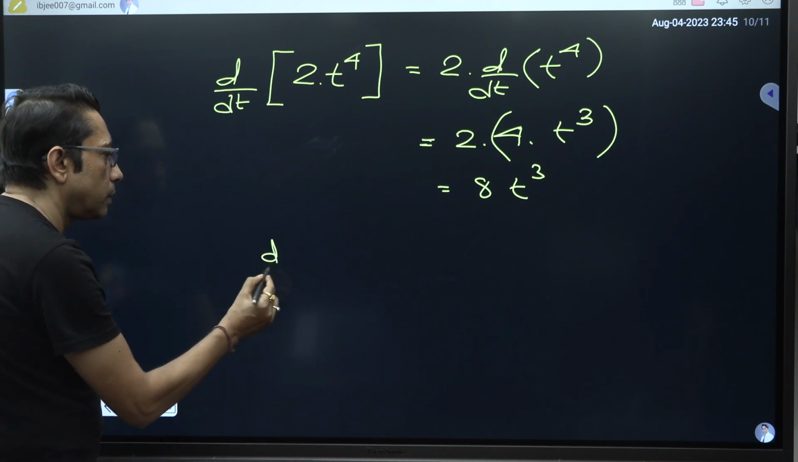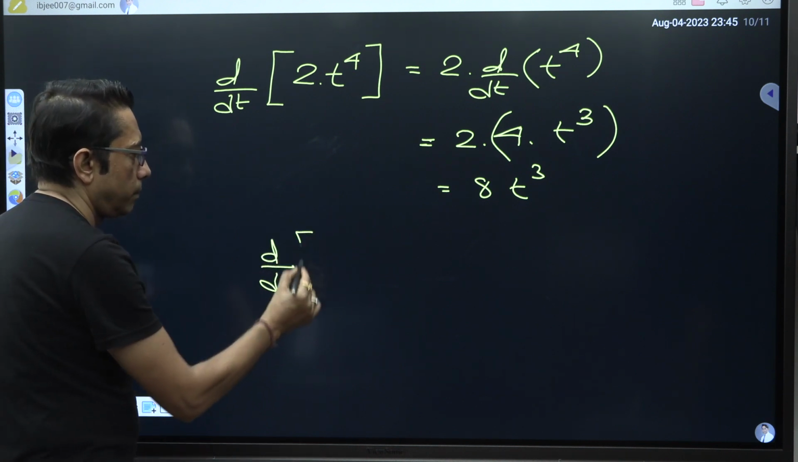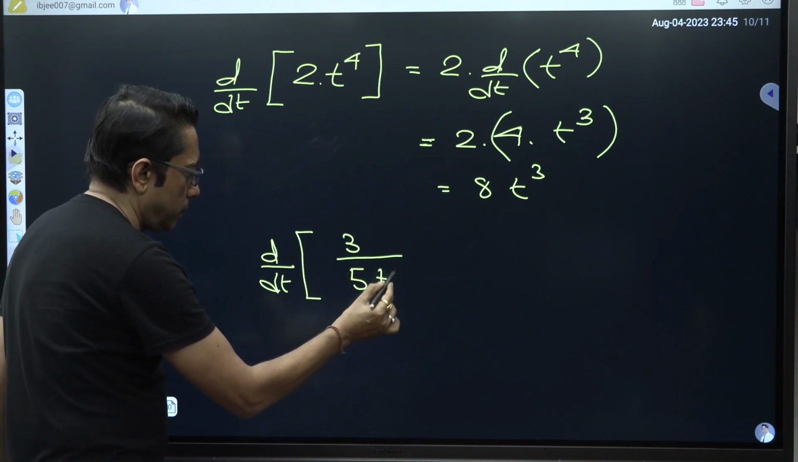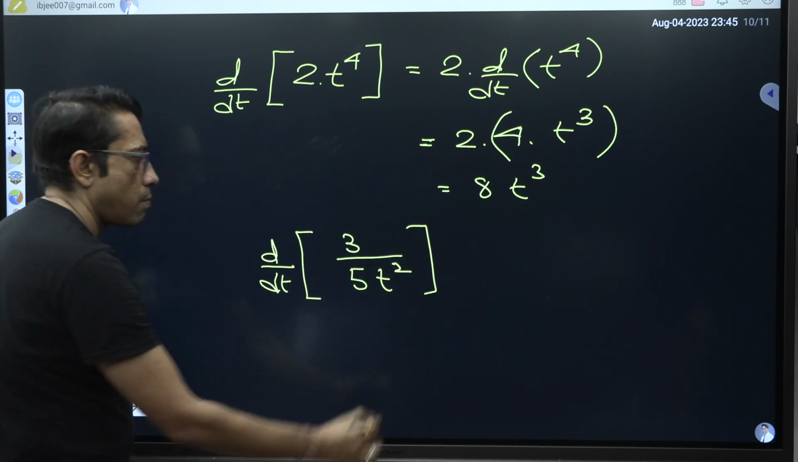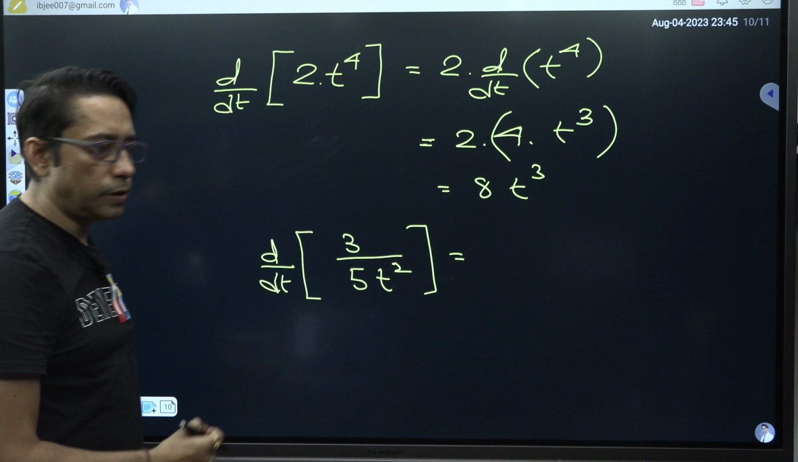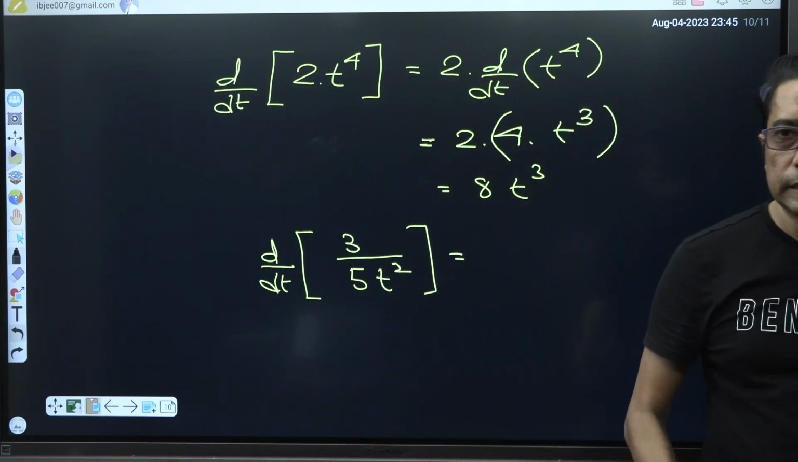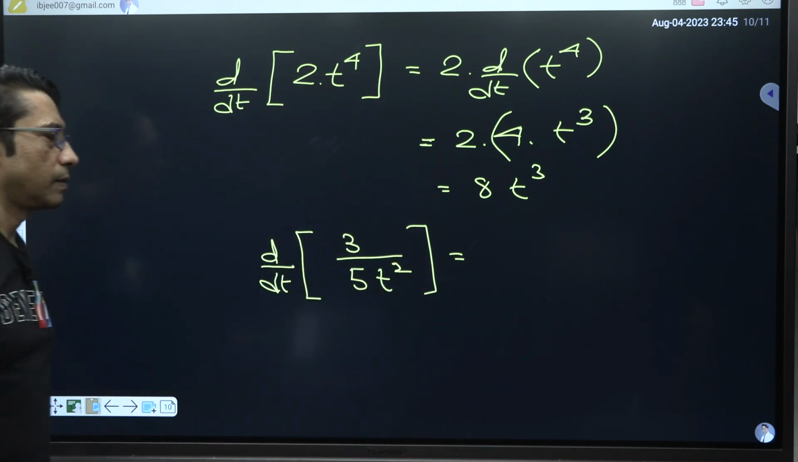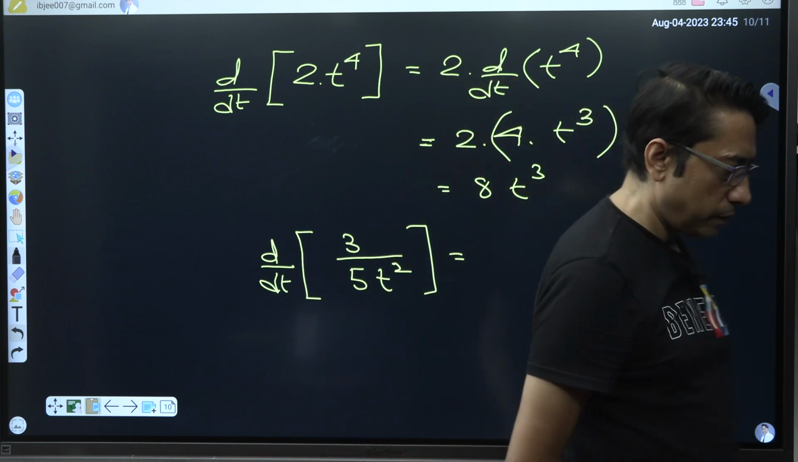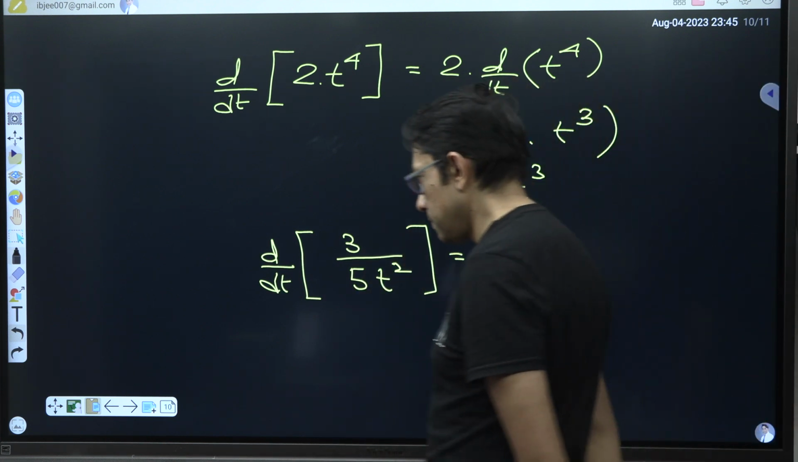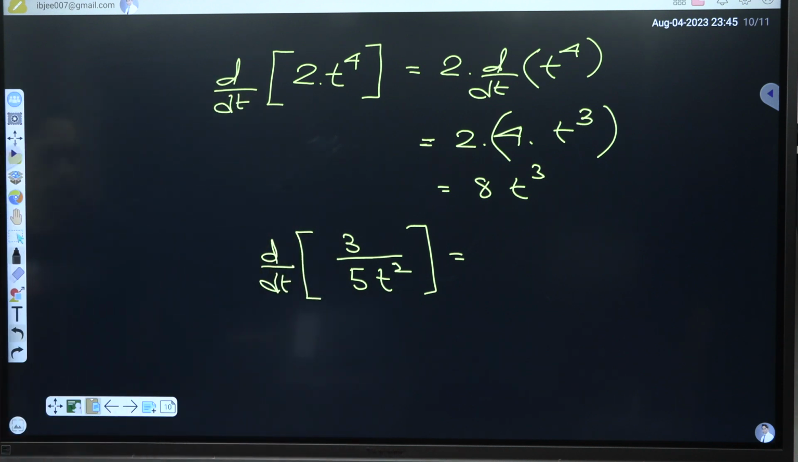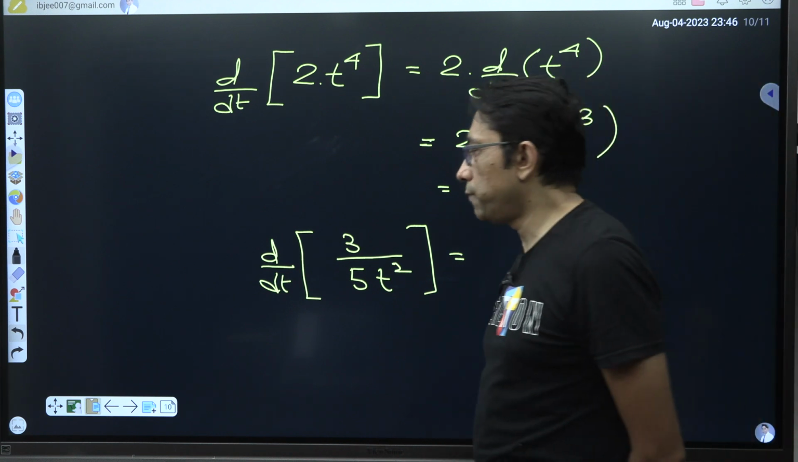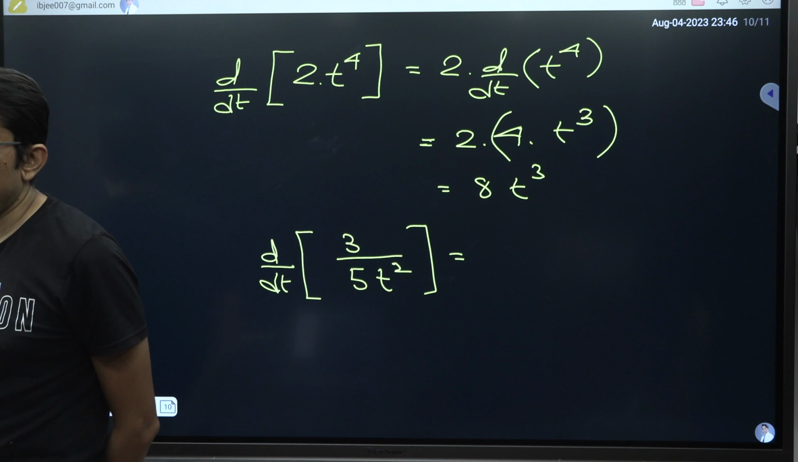Let us take another example. d/dt of 3 by 5 t square. 3 by 5 t square. Tell me the answer. Sir, 6 by 5 t. 6 by 5 t. Okay. Sir, t to the power minus 1. Sir, 6 by 5 t to the power minus 1.